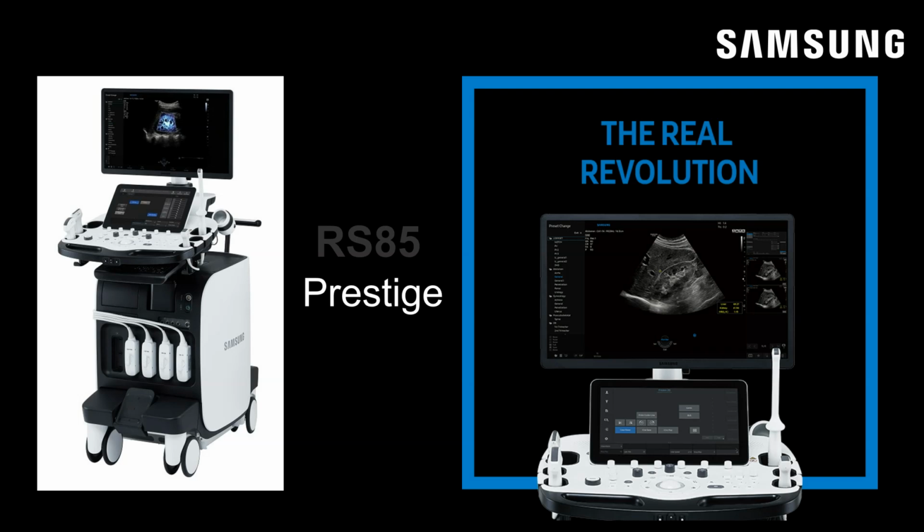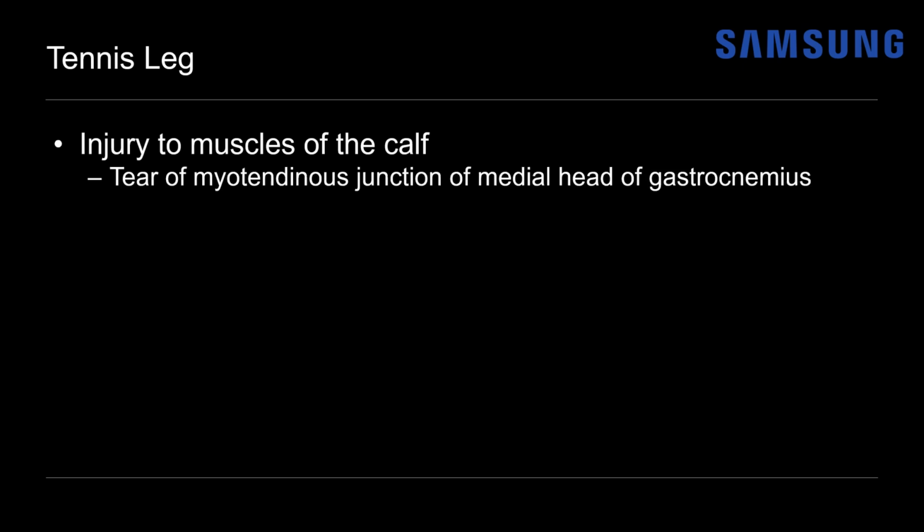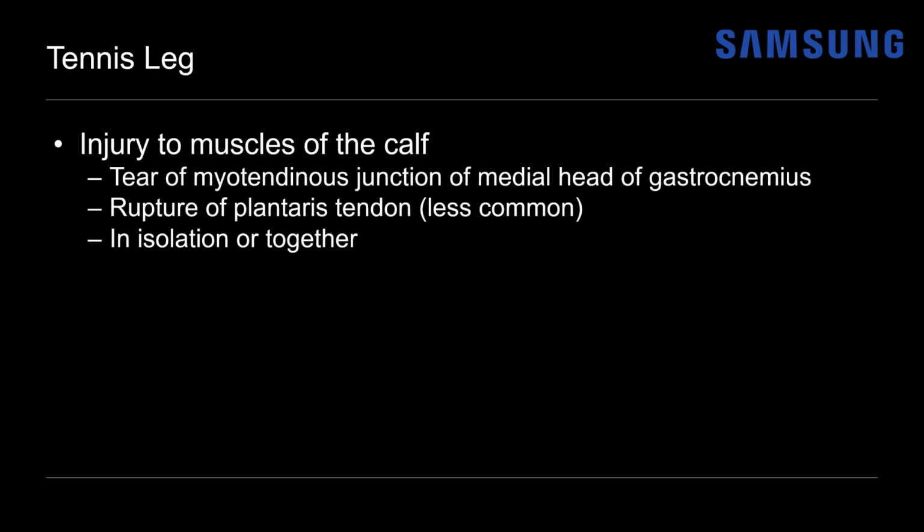We're going to review a few cases highlighting the various causes of tennis leg, and I'll reveal key teaching points throughout. So tennis leg is a general term referring to injury to muscles of the calf. Most commonly, it's due to a tear of the myotendinous junction of the medial head of the gastrocnemius muscle, and much less commonly, it can be caused by rupture of the plantaris tendon. And this can occur in isolation or together.